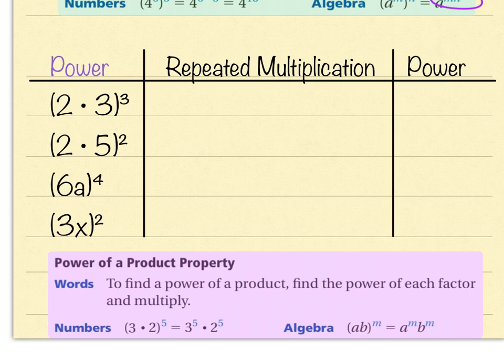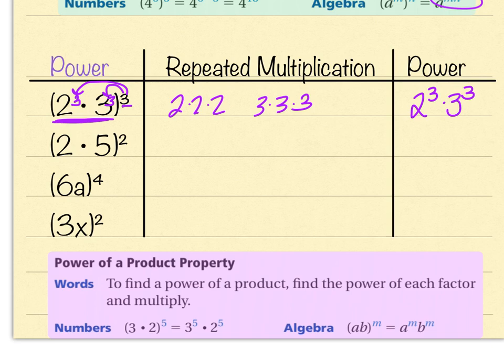It's not very confusing, but basically what we have here is a product inside the parentheses, and you're raising the entire thing to the 3rd power. So what we're going to do, I like to think of it as distributing the exponent to both of these numbers. So this would be 2 times 2 times 2, and then this would be 3 times 3 times 3. And so that's really just going to give us 2 to the 3rd power times 3 to the 3rd power.